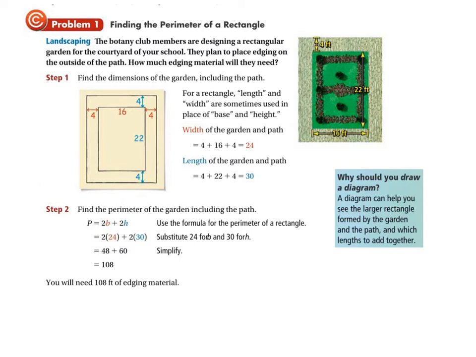material. And the big trick here is to see that if you have a 4-foot path, you're adding 4 feet on this side and on this side as well. So you add 8 feet to that length, and you add 8 feet total to that length as well. Okay? So try this got it problem.